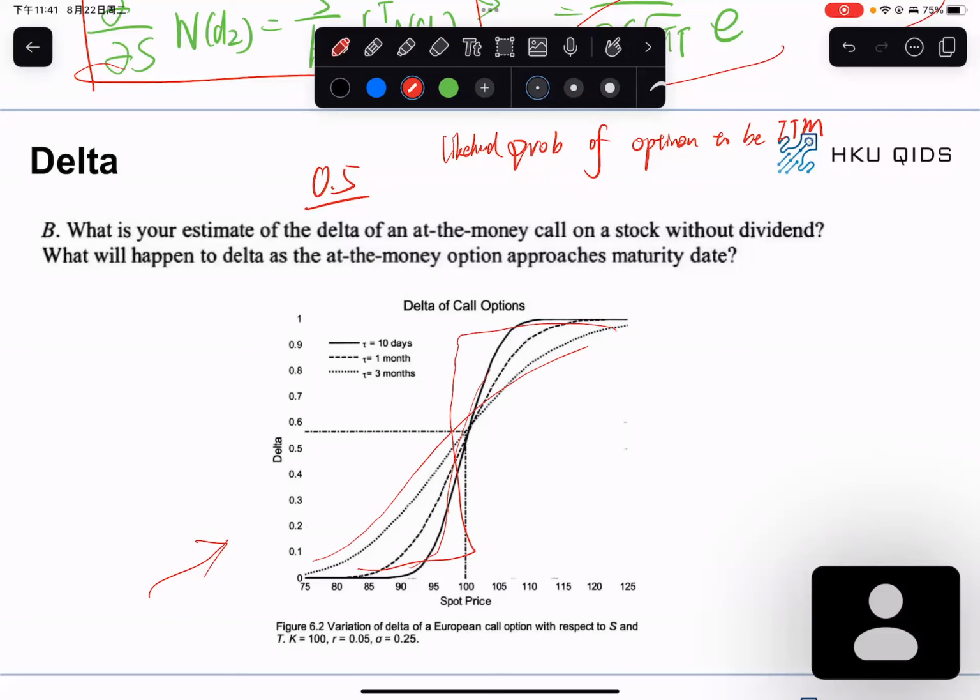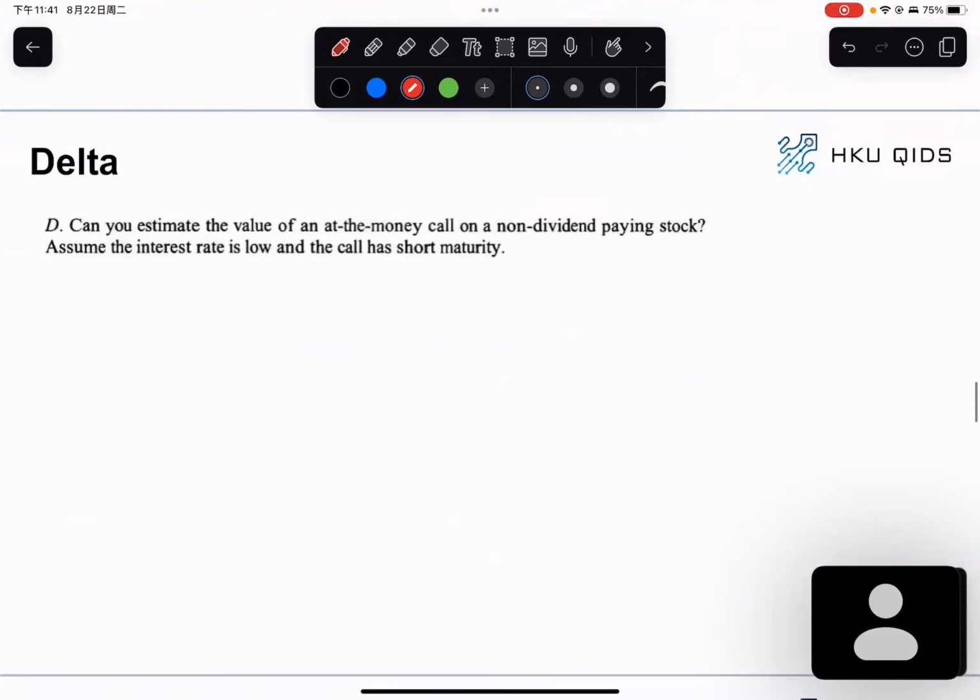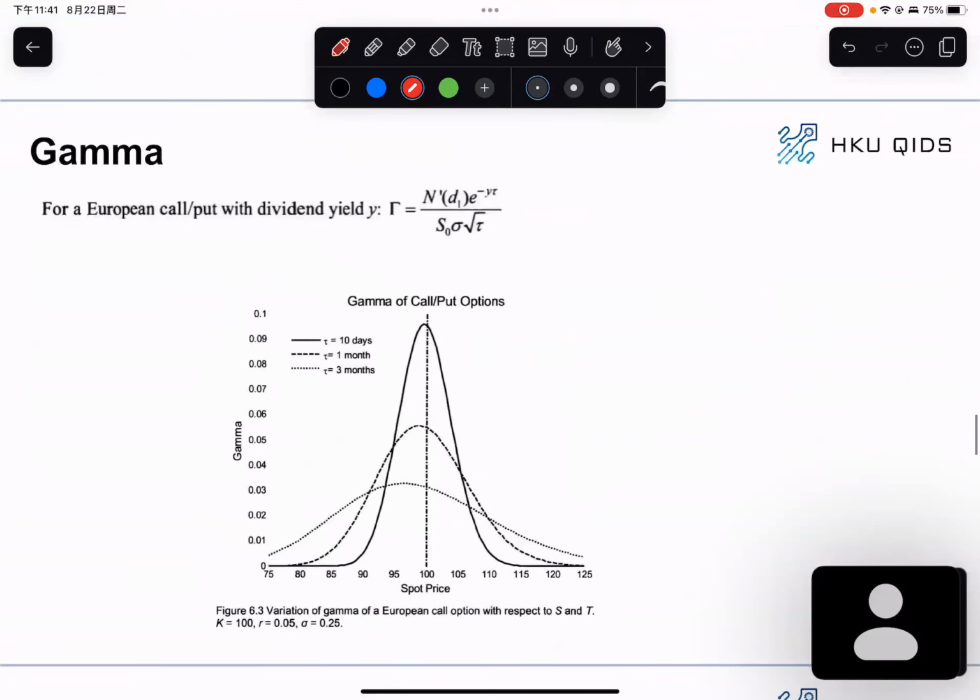So the delta is going to be what? The delta is going to change more, which gives us the inflection of gamma. Okay, let's first jump over those two questions. Gamma is just the change rate of delta, and the expression is here.